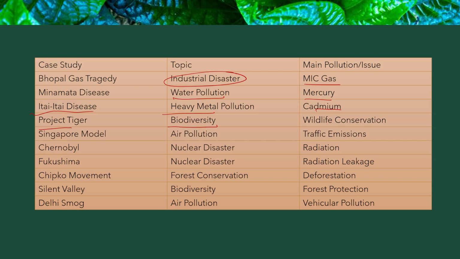Project Tiger was a biodiversity conservation project. Singapore model for air pollution from traffic emissions. Then Chernobyl is a nuclear disaster involving radiation. Fukushima is a nuclear disaster and for radiation leakage. Chipko movement you may be knowing for forest conservation, deforestation was the main issue. Silent Valley, biodiversity, forest protection. Delhi smog is for air pollution caused by vehicle pollution.